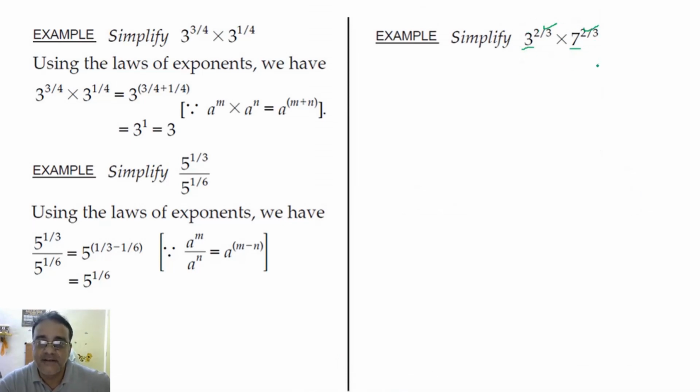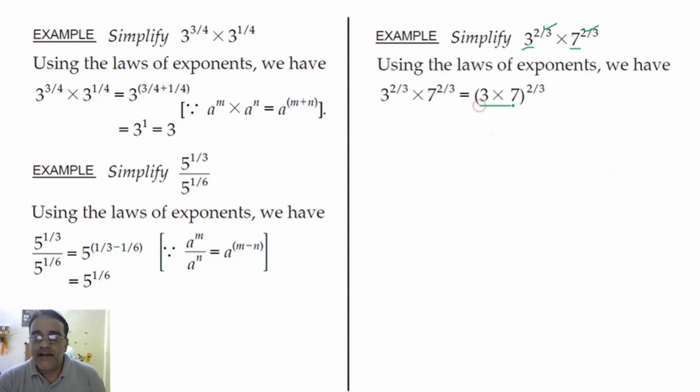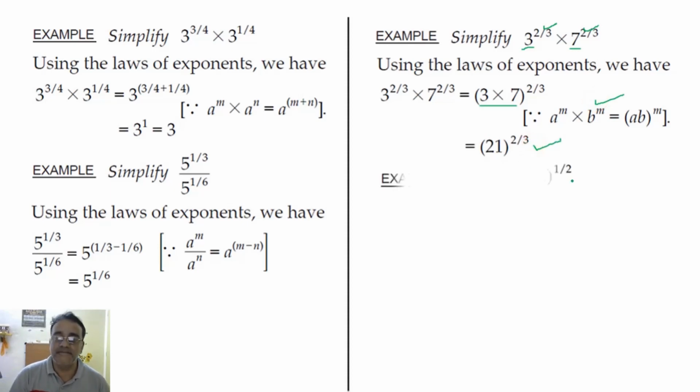A to the power m into B to the power m is equal to (AB) whole to the power m. Very good. So a into b, यहाँ पे 3 into 7 कितना हो जाएगा? 21 to the power 2/3. And this law we have used, जो भी बताए थे. So this is the final answer.